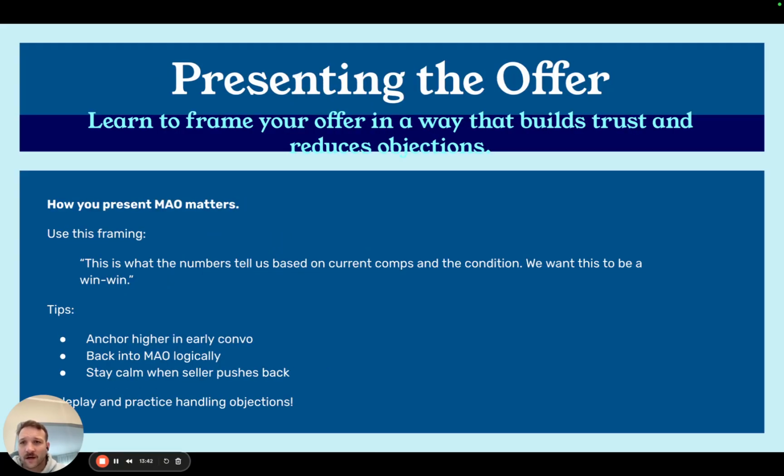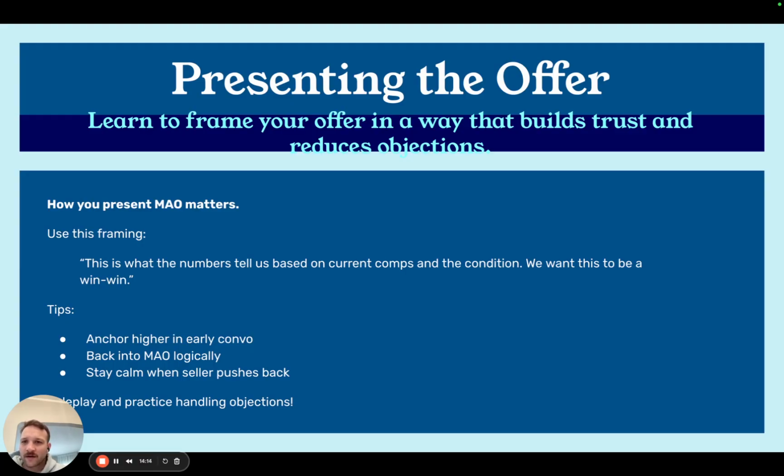Next, we have presenting the offer. We have to learn to frame the offer in a way that builds trust and reduces objections. We talk about this in the sales script presentation, but how you present the MAO, how you present the offer, matters. The MAO is one piece of the offer. This talks about using the framing of: this is what the numbers tell us based on the current comps and the condition. We want this to be a win-win.